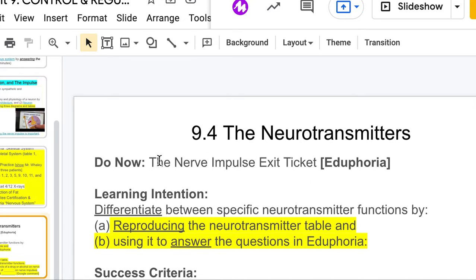So you've already done those diagrams of the brain and the nerve and the impulse, and you'll go to Eduphoria and answer those questions. But today's lesson on neurotransmitters, you'll differentiate between specific neurotransmitter functions by reproducing the neurotransmitter table and using it to answer the questions in Eduphoria. So you'll have more questions, and that'll be under the 9.4, the neurotransmitters.